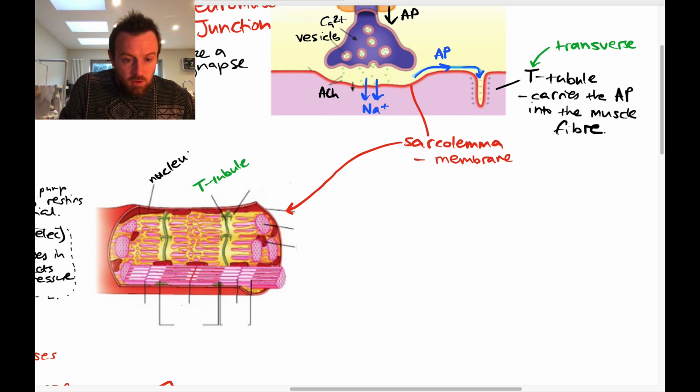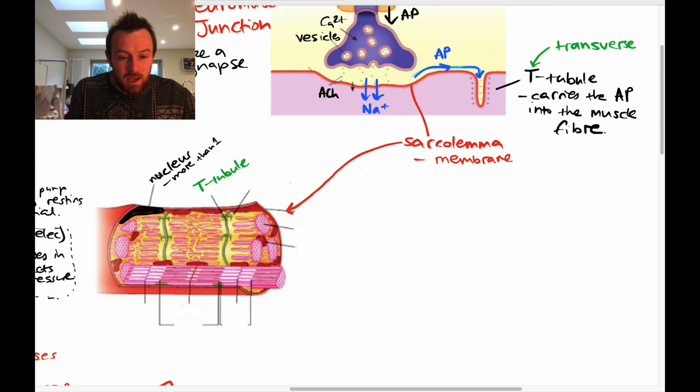But actually, what you might notice is there are multiple nuclei of the cell, because, actually, it's not that clear here. But in a muscle fiber, individual muscle cells fuse together to form a multinucleated cell. So we have more than one nucleus in the fiber there.